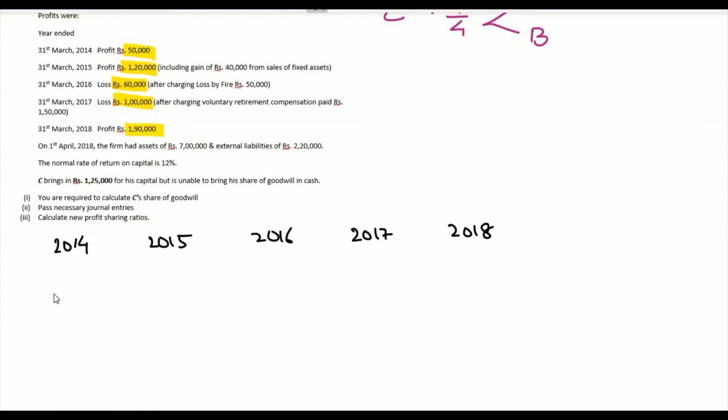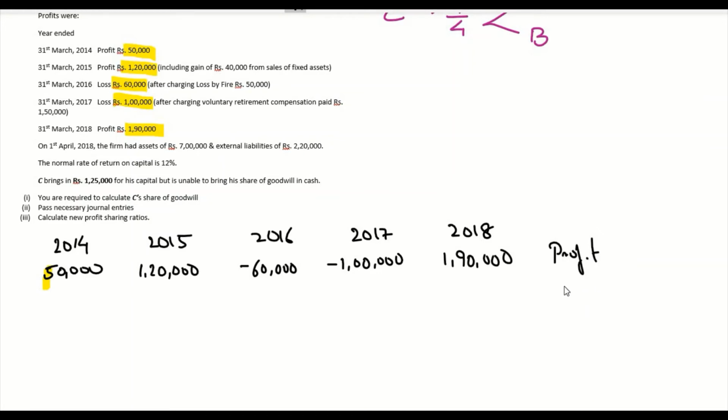So let's write it down. 2014 it's 50,000. 2015 it's 1,20,000. 2016 it's a loss of minus 60,000. 2017 it's a loss of minus 1 lakh. 2018 it's a profit of 1,90,000. It's also mentioned including a gain of 40,000 from the sale of fixed assets. So here this is the profit.